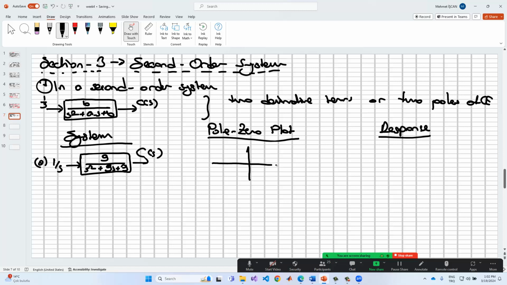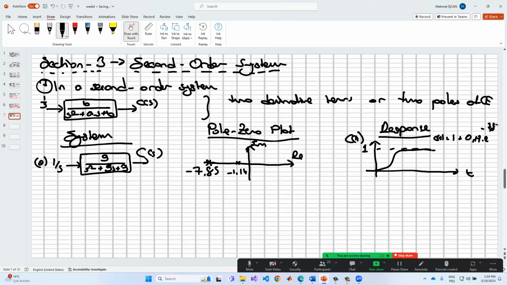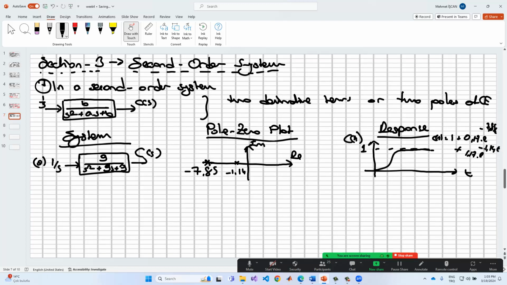And so if we look at the roots of these terms, then we have the real and imaginary parts of these terms in here, and minus 7.85, and minus 1.14 can be given in here. And so what's the response in time for this system, for the CT? For example, if we have this kind of system, then we can close the values to this kind of signal, okay? And so the CT is equal to 1 plus 1.1 exponential minus 7.85 t plus 1.1 exponential minus 1.14 t can be given in here, okay?